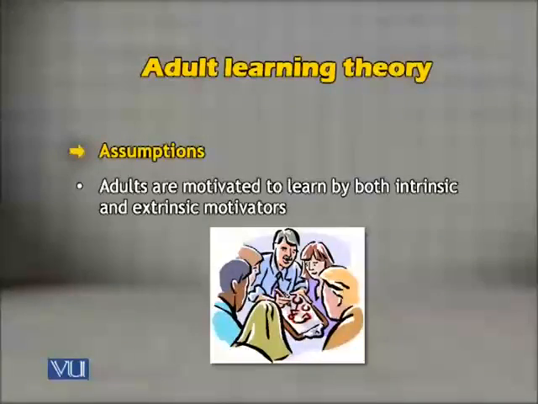And finally, the last assumption about adult learning is that adults are motivated to learn by both intrinsic and extrinsic motivators. Intrinsic और extrinsic का फर्क तो आपको पता होगा. Intrinsic का मतलब है something that is coming from internal satisfaction. So, intrinsic satisfaction वो है जो आपको internally satisfy कर रही है. Whereas extrinsic satisfaction is something or things that are satisfying you from external environment.